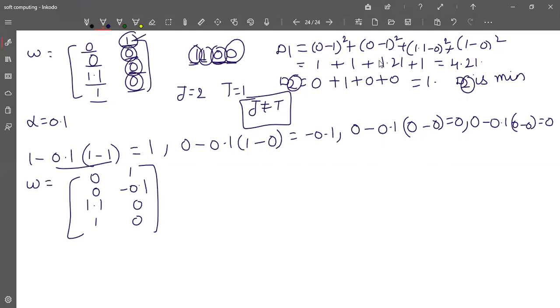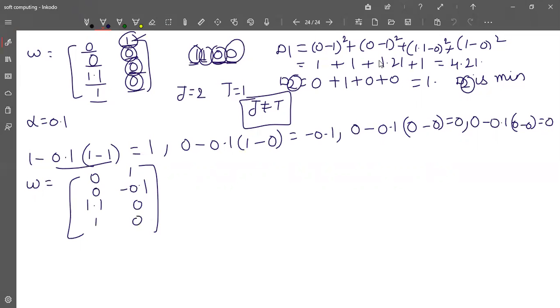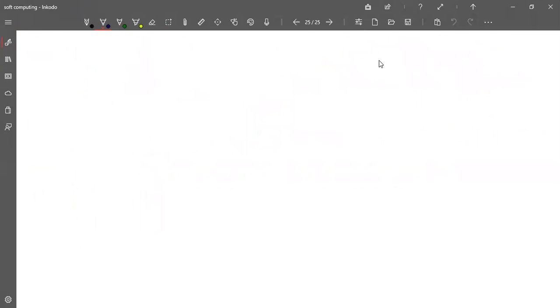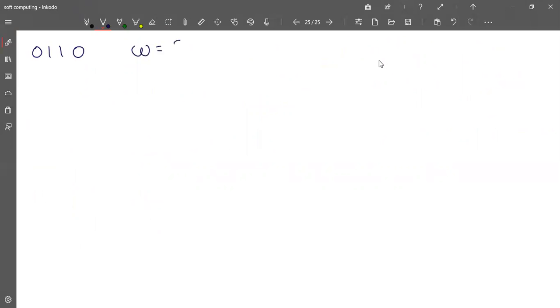Now check for the third input. Our third input is 0, 1, 1, 0, and our obtained weight is the updated weight: 0, 0, 1.1, 1, and 1 minus 0.1, 0, 0.